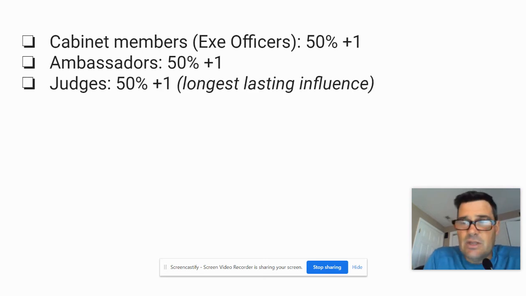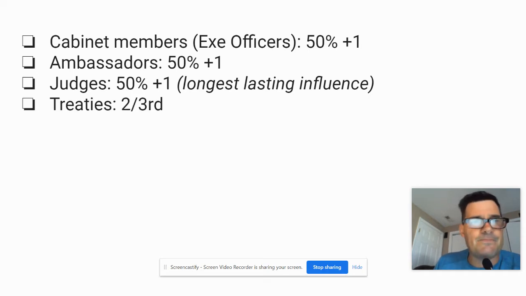All right, good. Judges. Remember, this is only for the federal court system. State court systems are mostly appointed by the governors in most states, although in some cases there are elections or whatnot. But in this case, judges need to be approved at the federal level, 50% plus one. And by the way, this is the longest lasting influence because judges at the federal level have a lifelong term in the Constitution. They get to serve for life. We'll talk about that when we get to the next part of Unit 2 on the judiciary. So judges, 50% plus one, longest lasting influence of a president. Long after a president is dead, there could be judges still on the bench making important decisions.